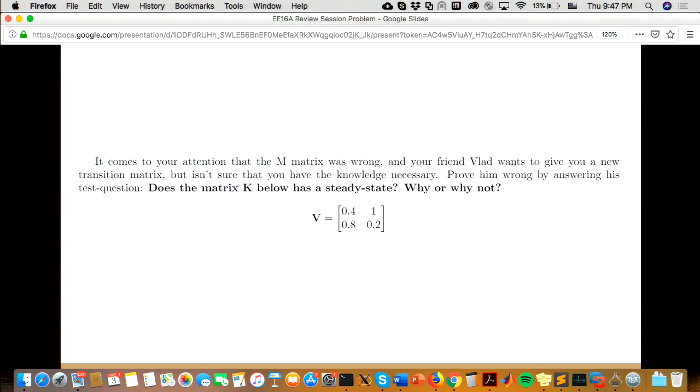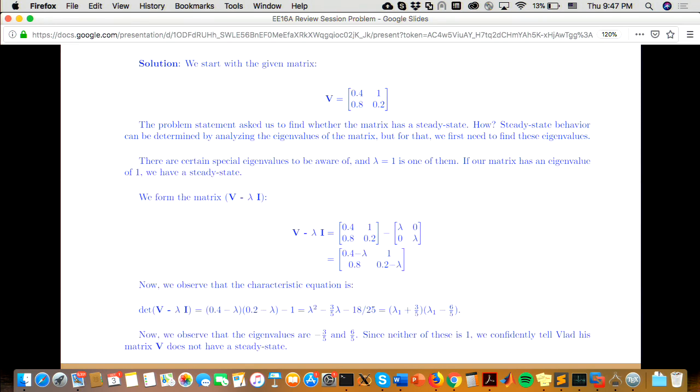Exactly. So our goal is going to be to say, okay, can we find the eigenvalues of this matrix, and can we show that one of them is 1? So the way we do that is we, of course, start with the given matrix, and initially this was going to be a 3x3 example, but in the general case, I don't think you're expected to know how to take the determinant of a 3x3. So we simplified it to a 2x2. Like you all mentioned, lambda equal to 1 is a special eigenvalue, which basically indicates that our matrix would have a steady state.